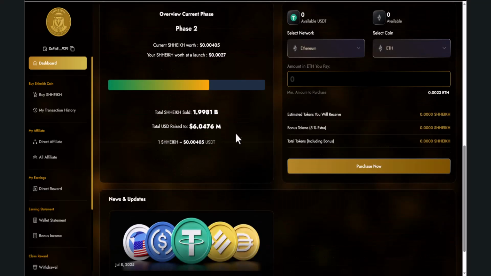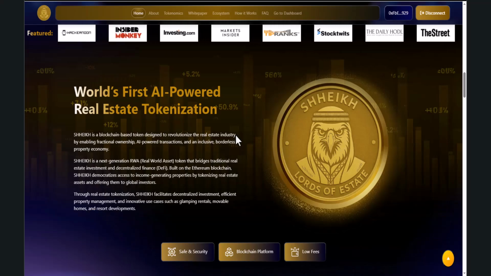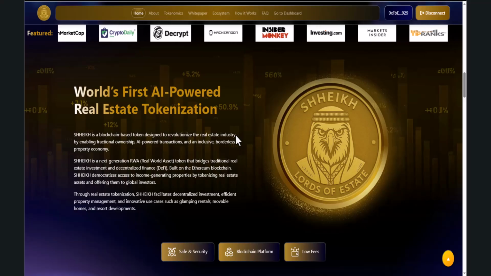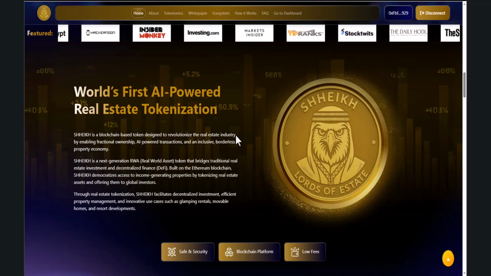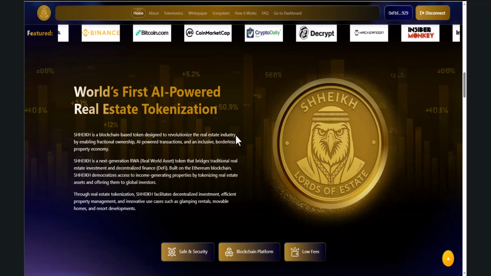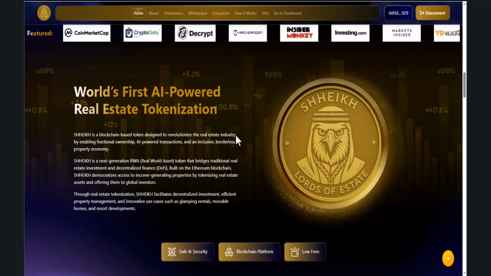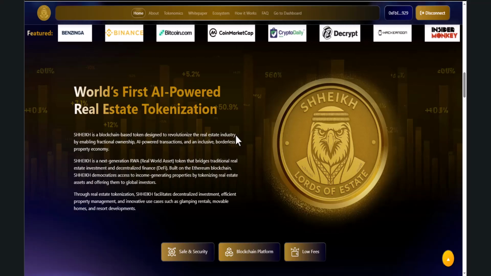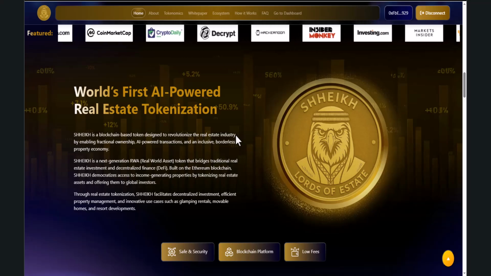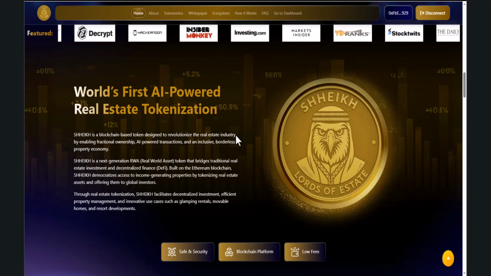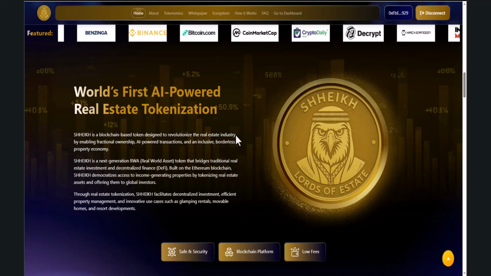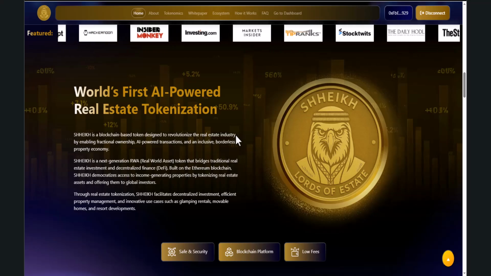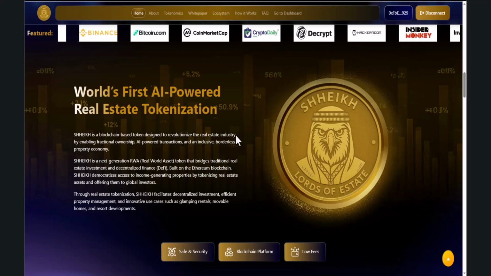So guys, next you can see it's the world's first AI powered real estate tokenization, a blockchain based token designed to revolutionize the real estate industry by enabling fractional ownership, AI powered transactions and an exclusive borderless property economy. It's a next generation RWA, real world asset token that bridges traditional real estate investment and decentralized finance, DeFi. Built on the Ethereum blockchain, Shheikh democratizes access to income generating properties by tokenizing real estate assets and offering them to global investors. Through real estate tokenization, Shheikh facilitates decentralized investment, efficient property management and innovative use cases such as glamping, rentals, movable homes and resort developments.